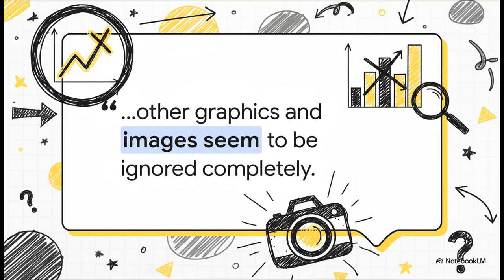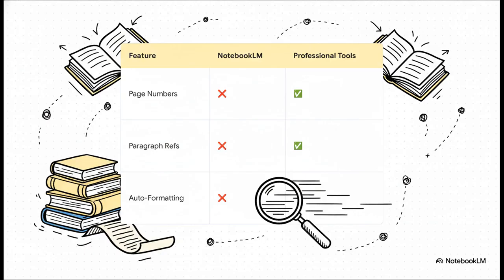The system also has this massive blind spot for visual information. It completely disregards charts, diagrams, and images that are embedded in your source documents, which means your synthesis will be incomplete if visual evidence is key to your work. And furthermore, for any kind of formal academic or professional work, its citations are just insufficient. They lack the page and paragraph references that you absolutely need for a proper bibliography.